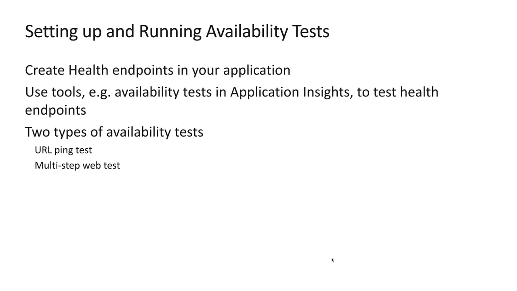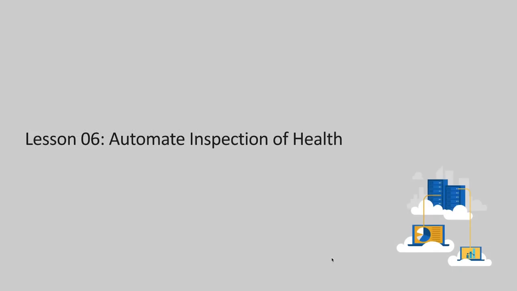So we have even done a lab out of it. So just have a look into it, like how do you choose a URL ping test and then how do you check the availability of your applications. So try these two labs, and if you guys have any doubts out of it, please feel free to reach out. So in this lesson, we'll be seeing how you automate the inspection of your health.